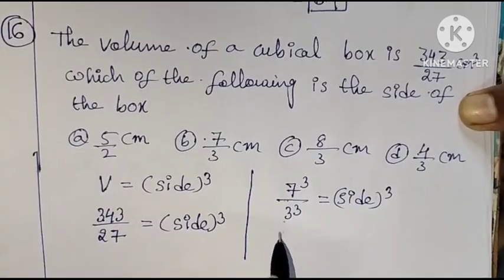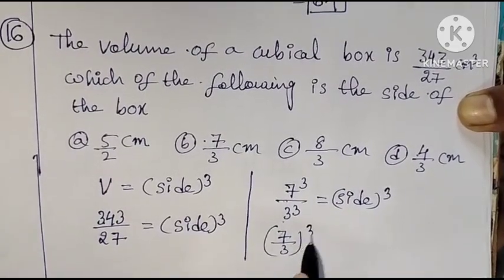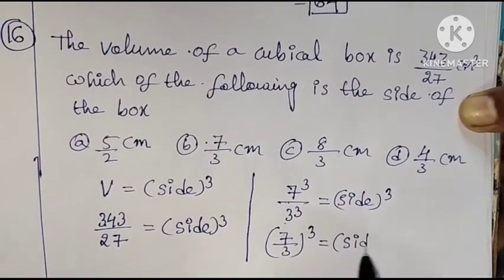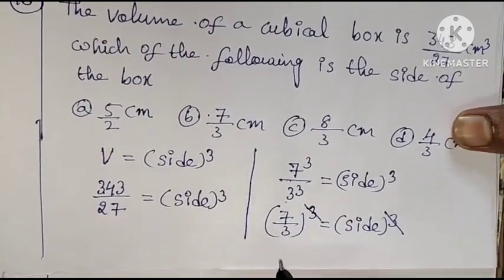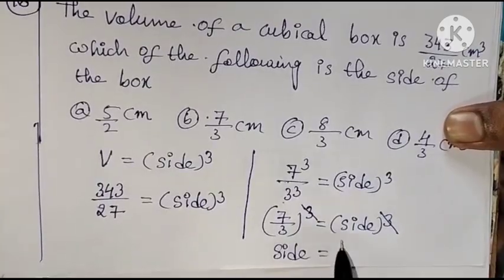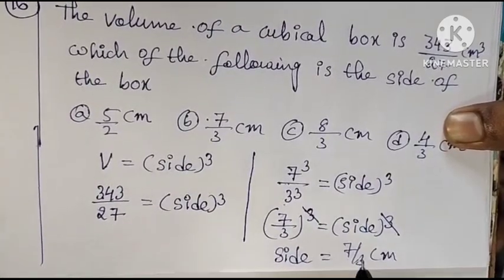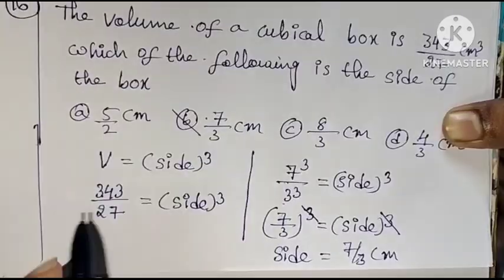7 cube by 3 cube can be written as 7 by 3 whole cube, is equal to side cube. So the cubes cancel. Side is equal to how much? Now the side of the cubical box is 7 by 3 centimeters. Now what is the correct option? Option B.